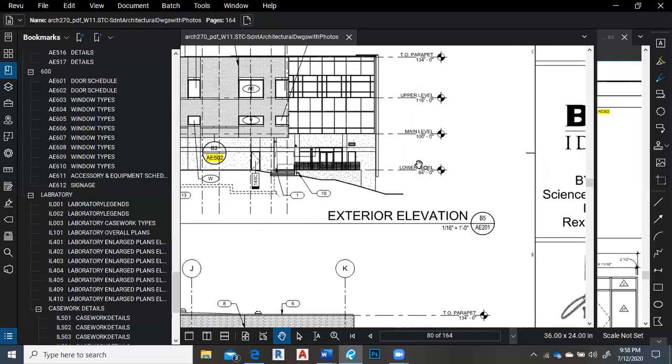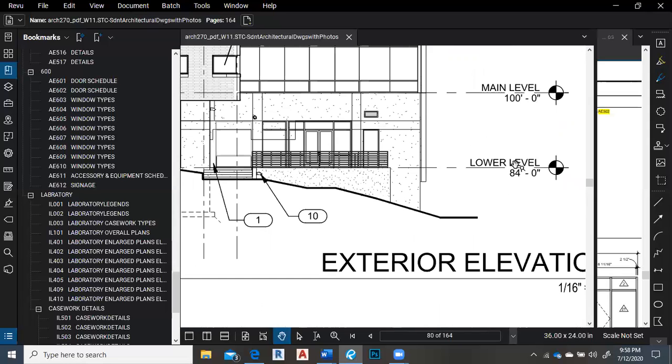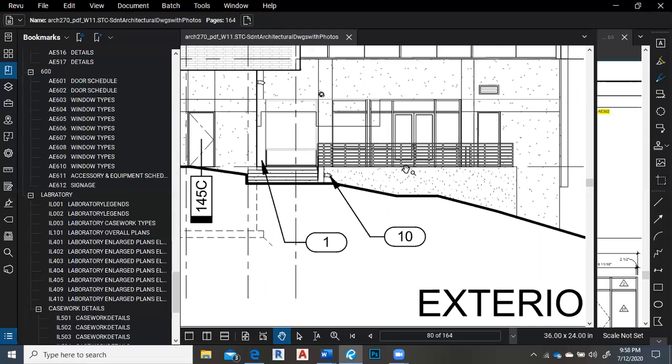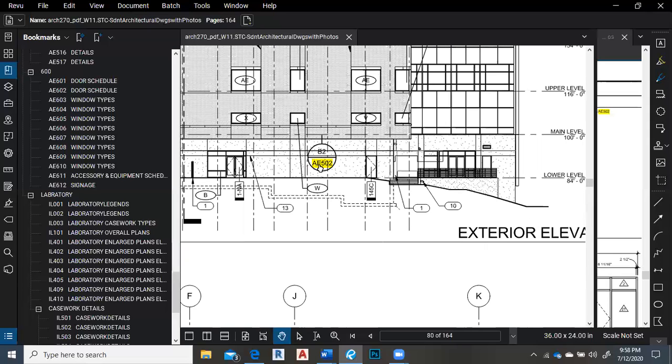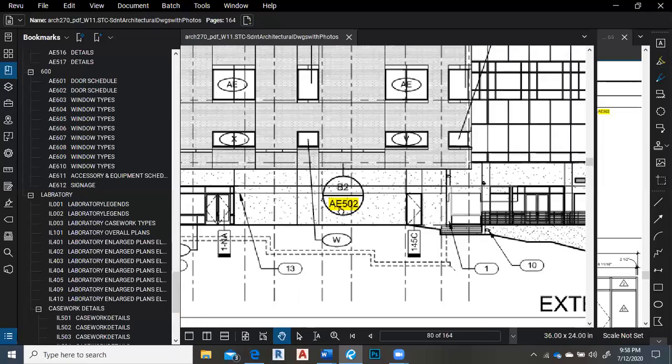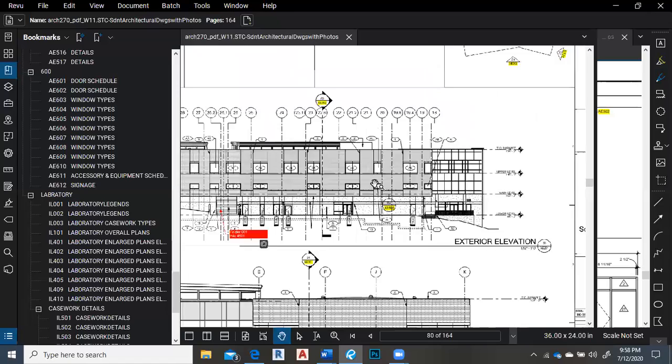Like on this exterior elevation, it shows that there's a lower level. And it's really important that you know how far from the main level the lower level is, so that you can lay out concrete and floor where they're supposed to be. And there are also callouts of detail sections.